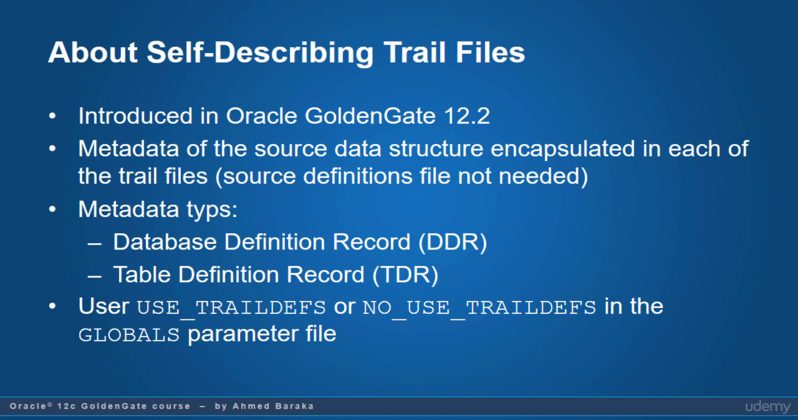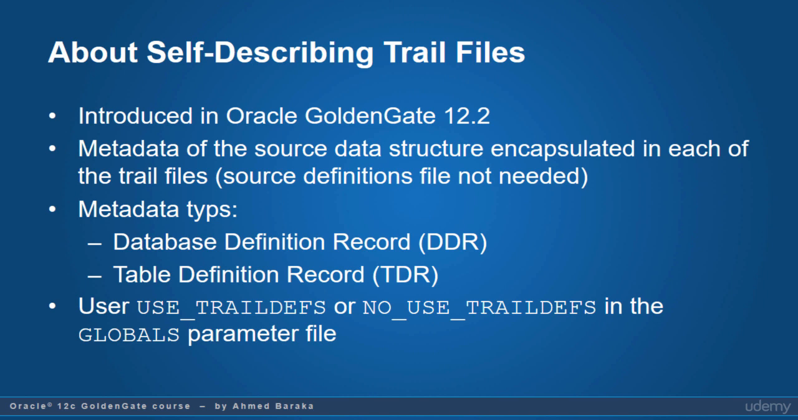If you want to use the self-describing trail files, include the parameter USENEWTRAILDEF in the globals parameter file. This parameter instructs all the processes to use the self-describing trail files. And this is the default behavior in Oracle GoldenGate 12.2.